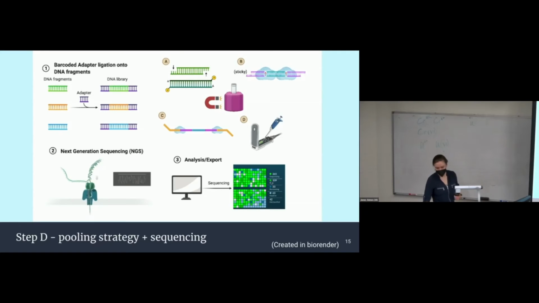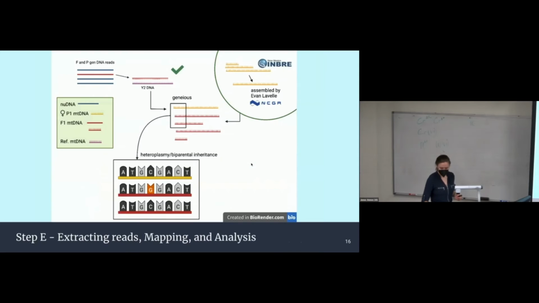And then the analysis and the export. This is what it looks like. It's a bunch of twinkling lights because some of them are working at one time, some of them are working another. So it's very cool. Then we have to extract our reads, map them, and analyze what we're looking at, right? This all looks very physical, but it's all happening inside of the computer, our coding.